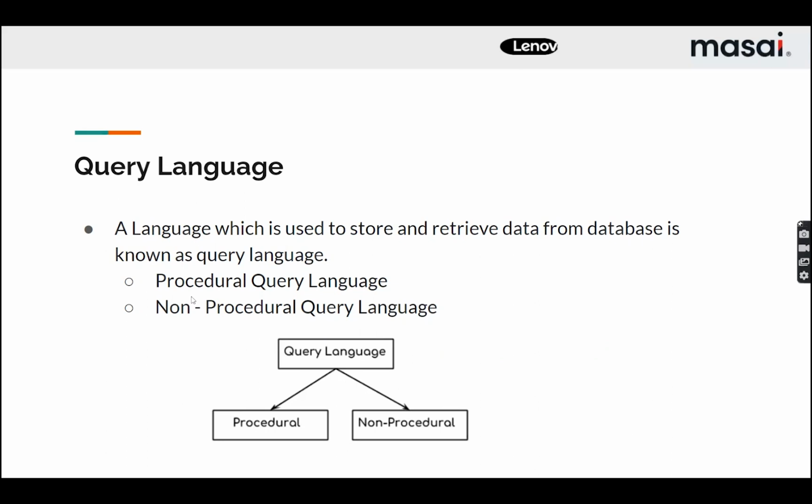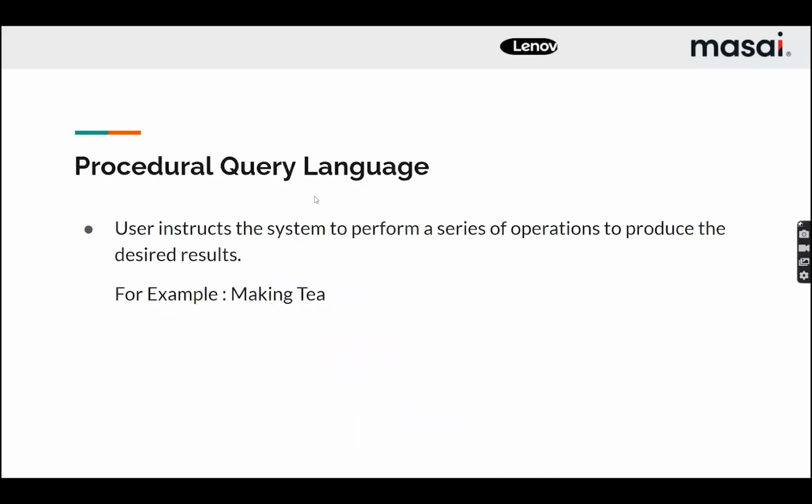There are two types of query language: procedural query language and non-procedural query language. So what is a procedural query language? In a procedural query language, the user instructs the system to perform a series of operations to produce a desired result. Basically, the user tells the system to perform these operations because they want this result.